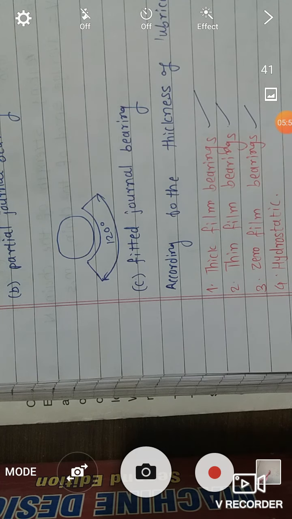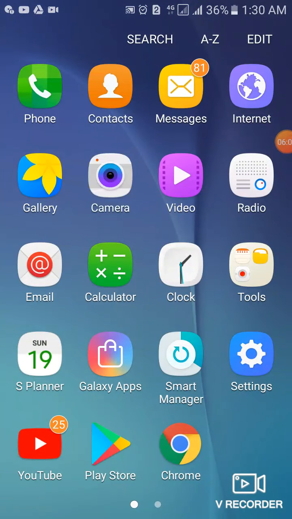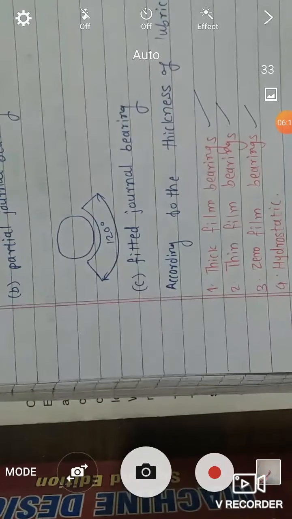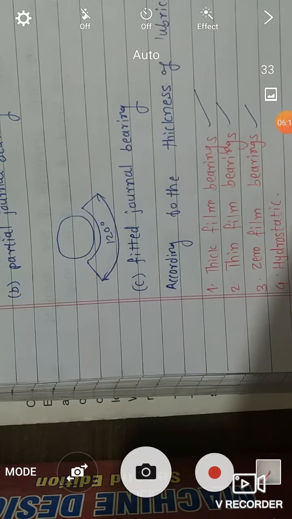And the last type is hydrostatic bearing. In this case, it can support steady loads without any relative motion between the journal and the bearing. So this is about the types according to the thickness of lubricant.